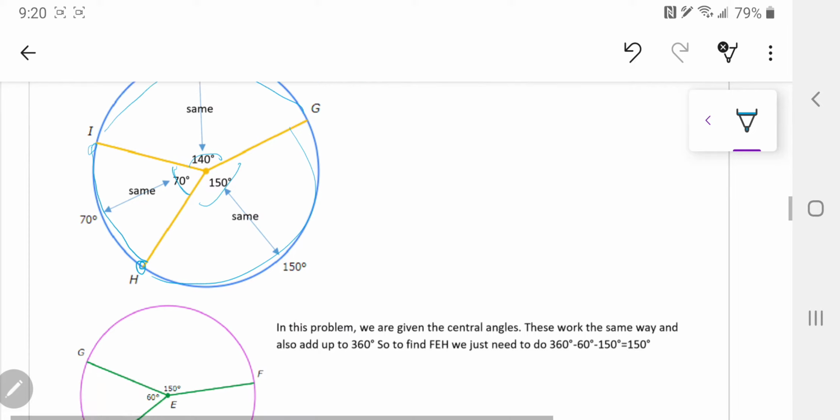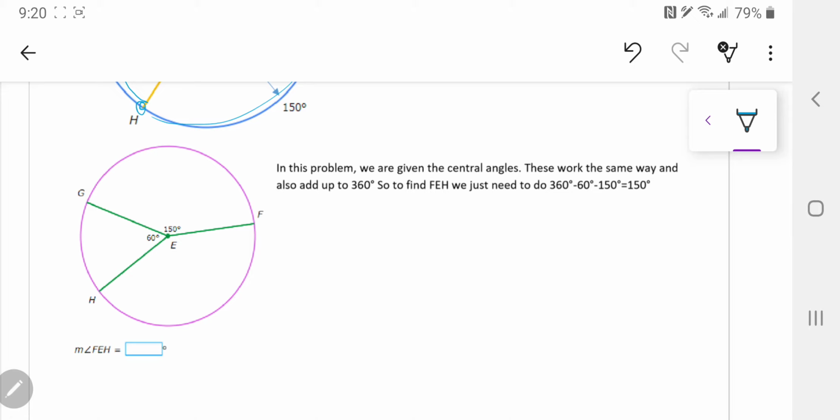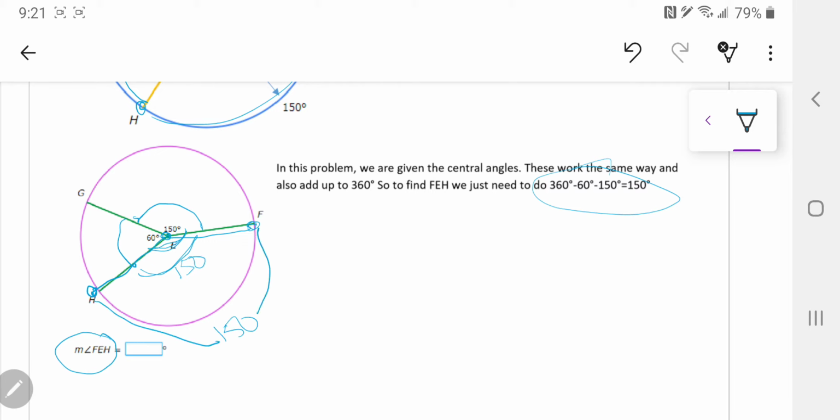Okay, so here's a new problem. It says that they want the measure of angle FEH. So what you do is I just follow along the letters. So here's F, E, H. So they want that angle right here. And again, they're all supposed to add up to 360. We know this is 150. This is 60. So we need to find this angle. Subtract from 360, you get 150. So this is 150. If they were asking for the arc, that would also be 150.